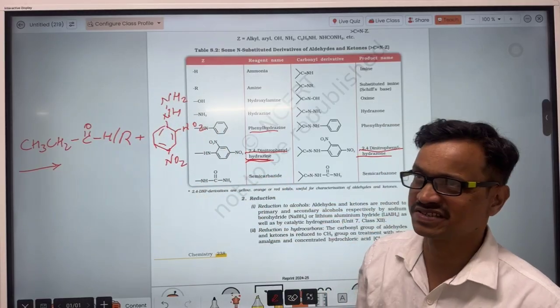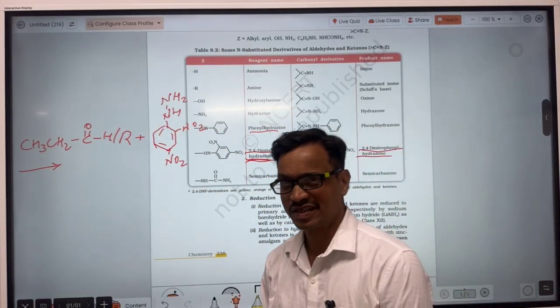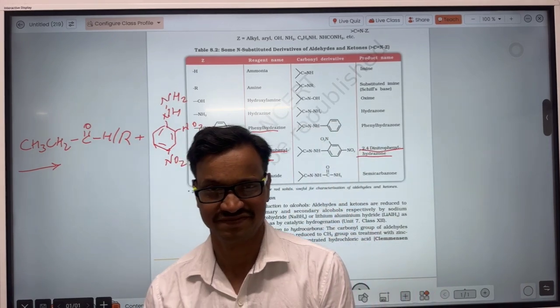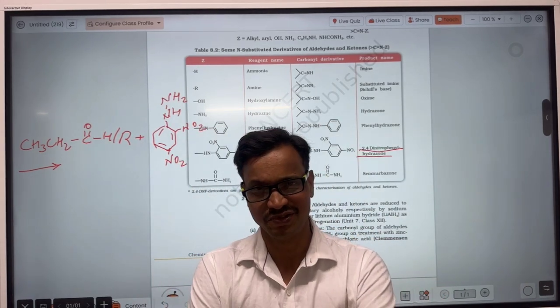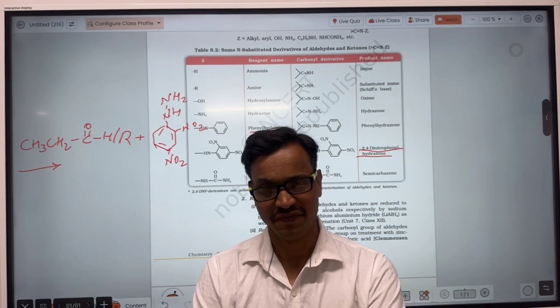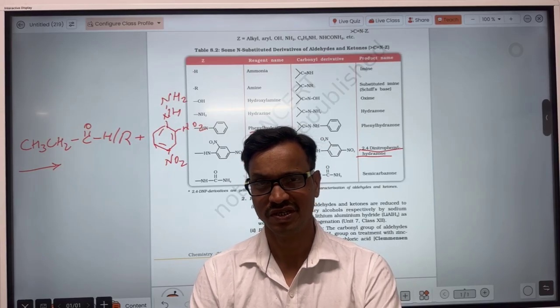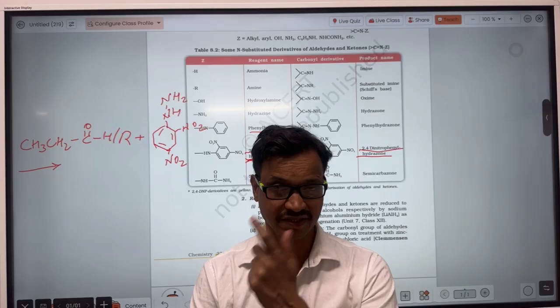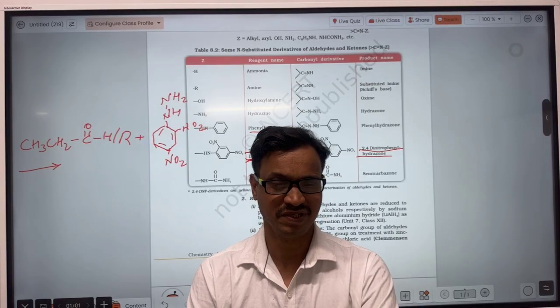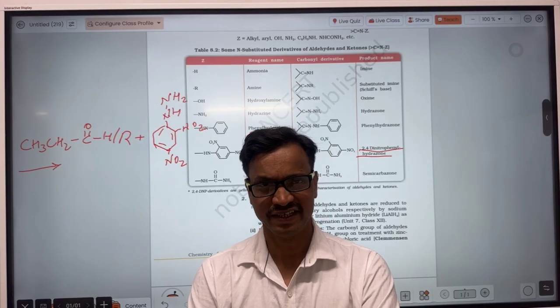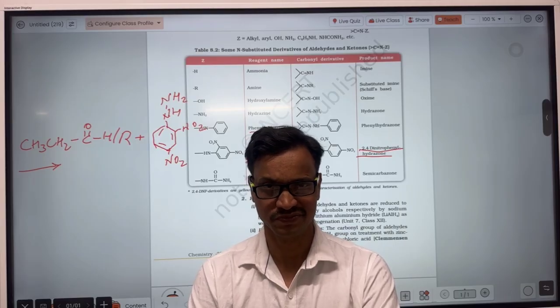This one is used to distinguish whether the compound is an aldehyde or a ketone. That means if 2,4-diphenylhydrazine reacts with a compound, then that compound will be either an aldehyde or a ketone.